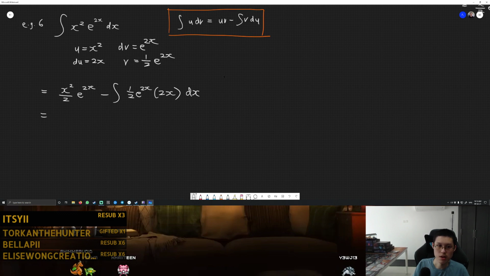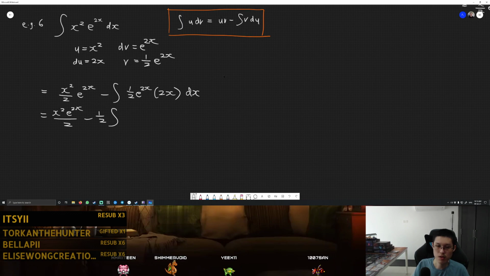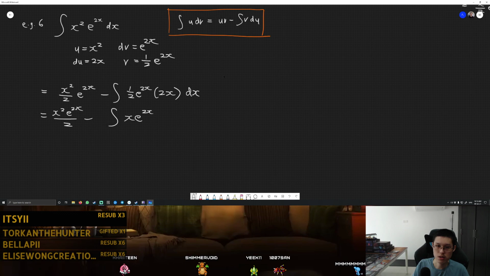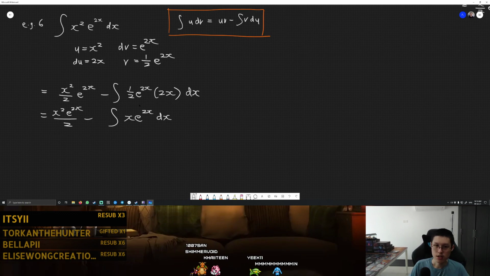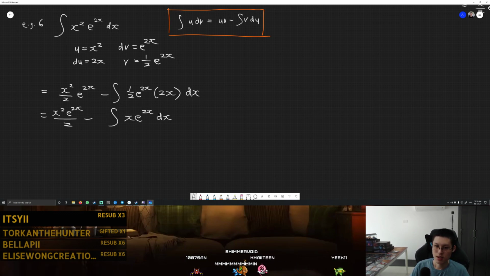Okay, simplifying this guy, we get this minus a half, and then actually we can take the half and the 2, they cancel out, so they're gone. So we're left with x e^(2x) dx. And now we have to do another integration by parts, because here we are kind of stuck again, right? So you have to do an integration by parts in an integration by parts. So we're going to do that again.